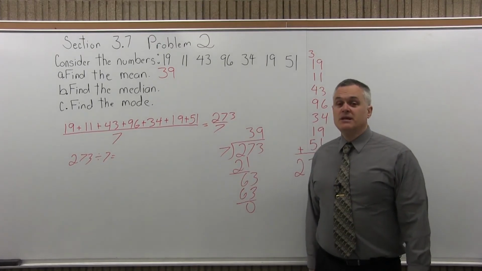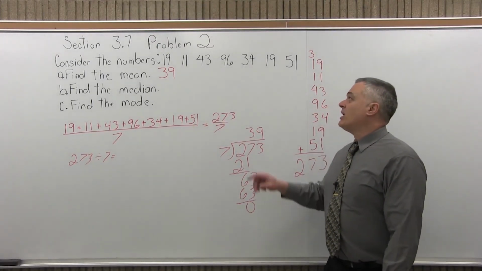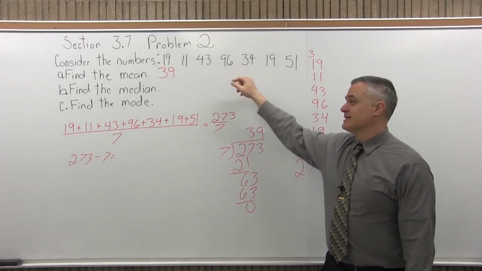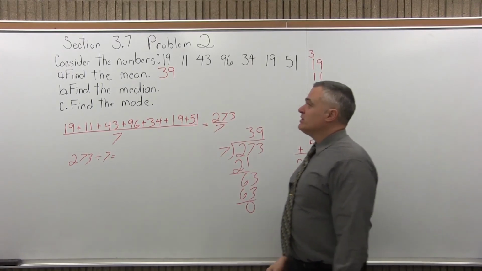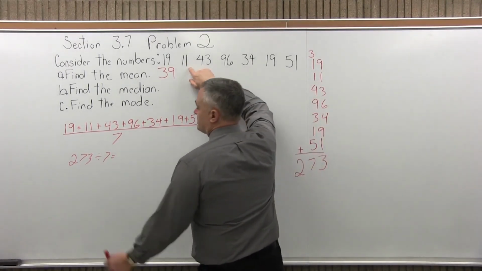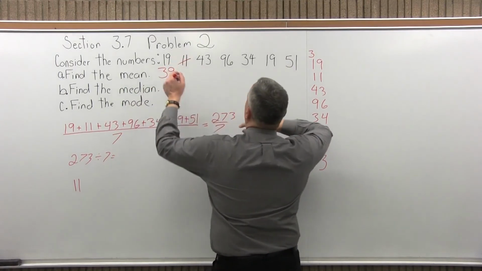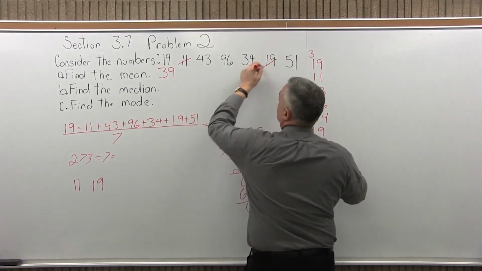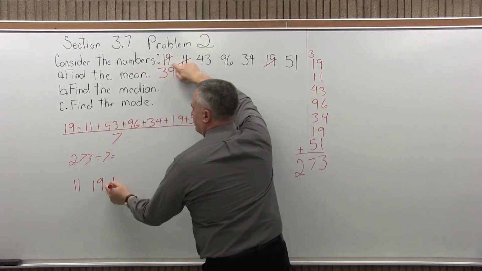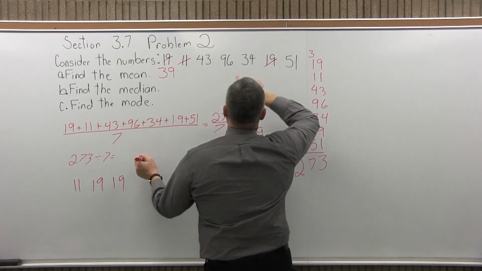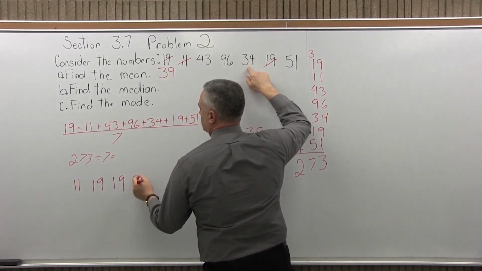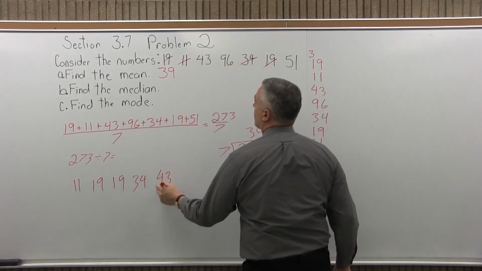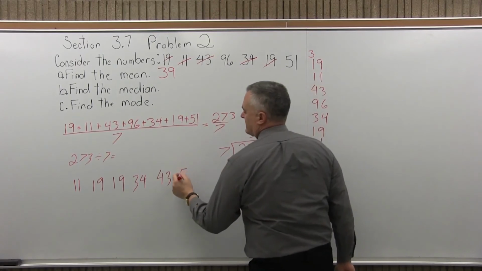Now, next, the median. The median is the middle of the list, but not until after you put the list in order. Right now, the middle is 96, but the list isn't in order, so that 96 is certainly not the median. So what you have to do is put the list in order. Look through the list, find the smallest number. It's 11. The next smallest number is 19. I have 19 again. The next one is 34. Then I have 43, 51, and 96.